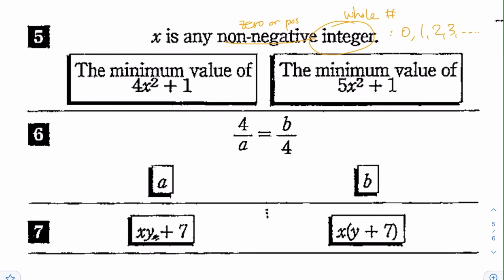So I want to compare the minimum value of 4x squared plus 1 and the minimum value of 5x squared plus 1. Well, to make this minimum, which means the smallest, you want to make sure x is the smallest. So if x is the smallest, then 4x squared plus 1 is the smallest value. And the smallest value for x is 0. So this would be 4 times 0 squared plus 1, or just 0 plus 1, which is equal to just 1. And it turns out the same for the other choice. This is 5 times 0 squared plus 1, which is 0 plus 1, or 1. So they're both going to be equal here. So the answer is going to be choice C.